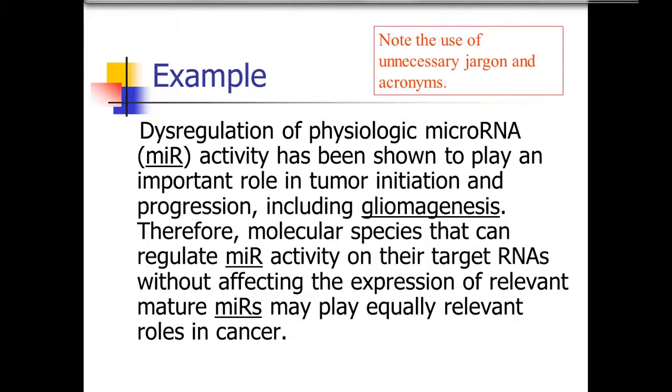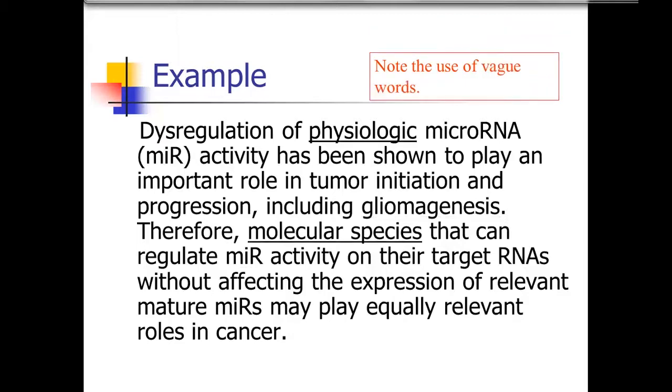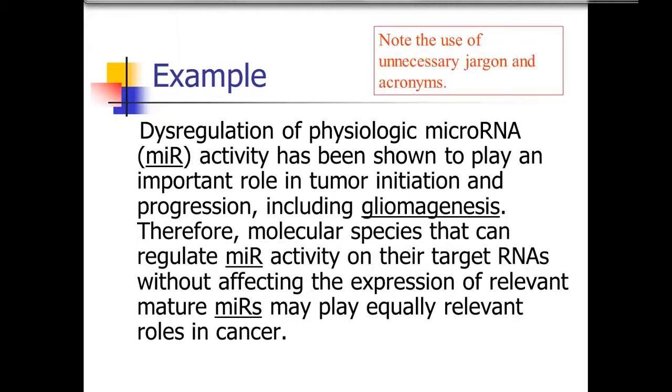Note the use also of unnecessary jargon and acronyms in this little passage. So we get the word gliomagenesis, for example. Well, that's a fancy word. We can probably say that in a simpler way. If you're writing for a wide audience, you don't want to write things in too technical terms. So we get the term gliomagenesis, which is just a fancy way to say the formation of glioma. There are easier and more direct ways to say that.